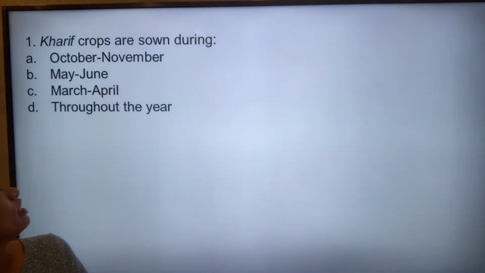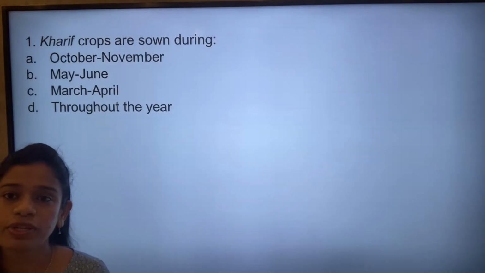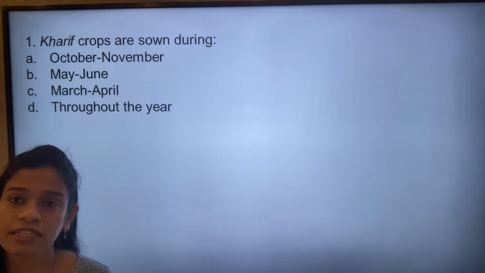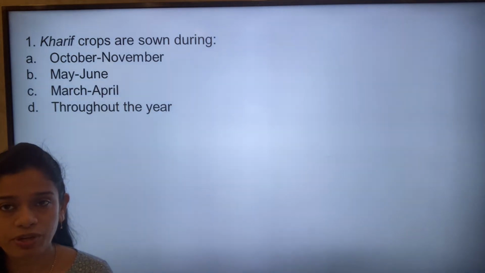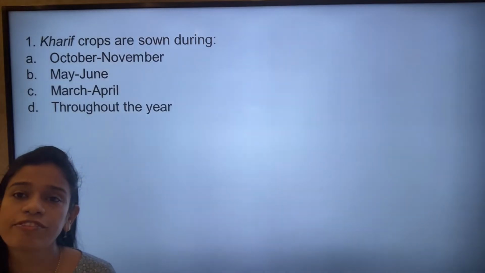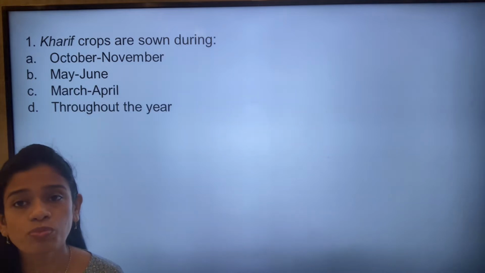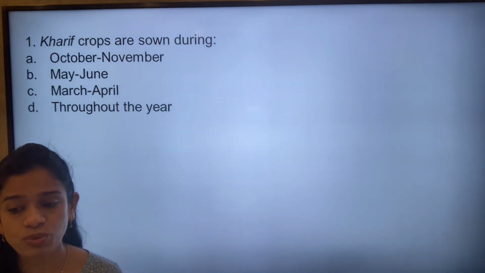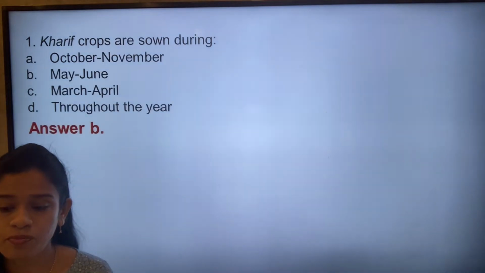The first question, Kharif crops are sown during. We have learned in the chapter that there are two types of crops basically divided based on the season of sowing, that is Kharif crops and Rabi crops. Kharif crops are sown during October, November, May, June, March, April throughout the year. So we know that Kharif crops are the rain-loving crops, that is they are sown mostly during the onset of the monsoon, that is during May and June. So the correct option is B.